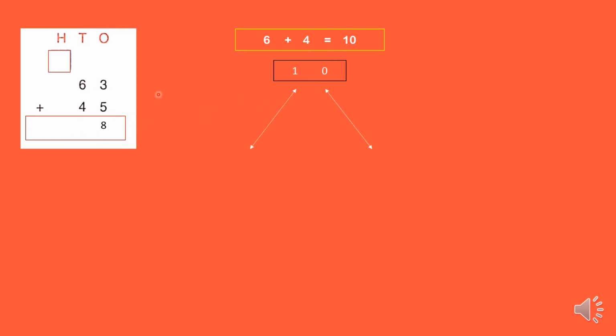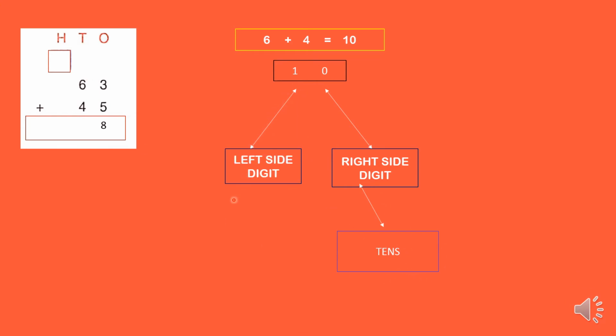See, always first you should observe the right side digit. I said this so many times. Always the right side digit will come under the tens column. Always the left side digit will be under the hundreds column, or the left side digit will go up for carrying. This is the tip. Again, right side digit under the tens column, left side digit under the hundreds column.